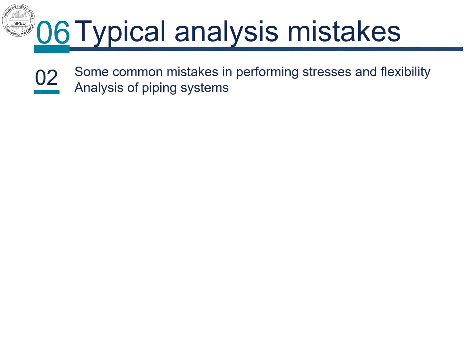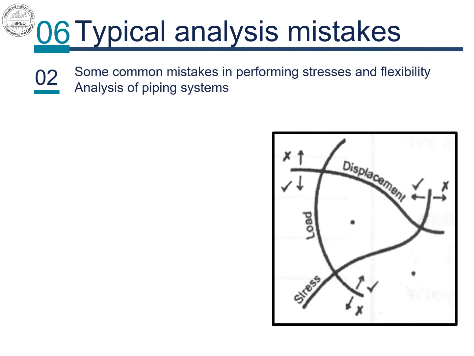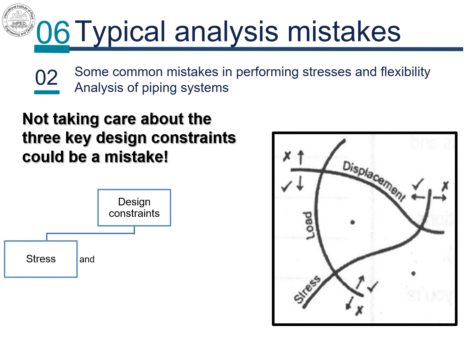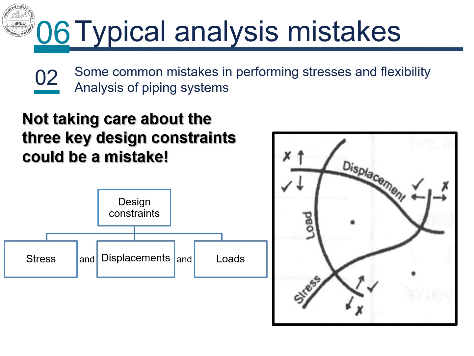As it was mentioned earlier, if the stresses are within the allowable limits, that doesn't mean the system is good. It is also important to satisfy other requirements. Not taking care of the three key design constraints could be a mistake. Important to remember is that, as a minimum, the following three constraints need to be satisfied: stresses, movements of the pipe (displacements), and load on terminals of equipment (loads).